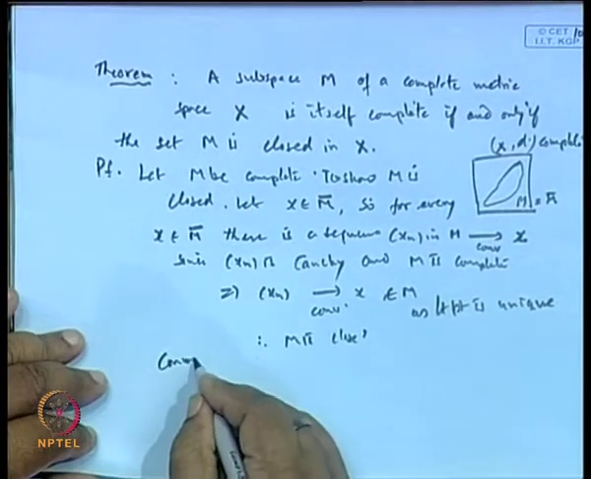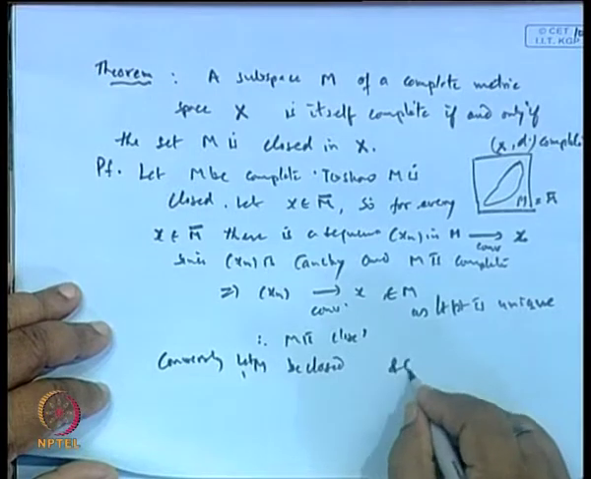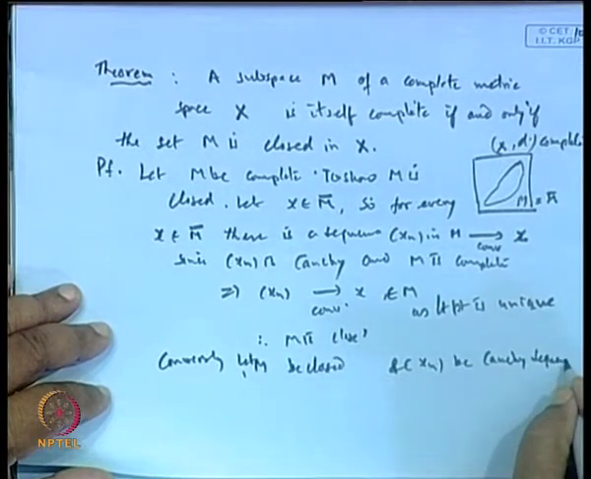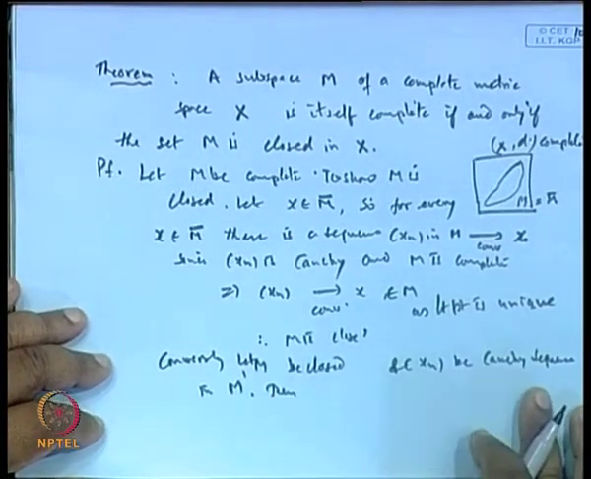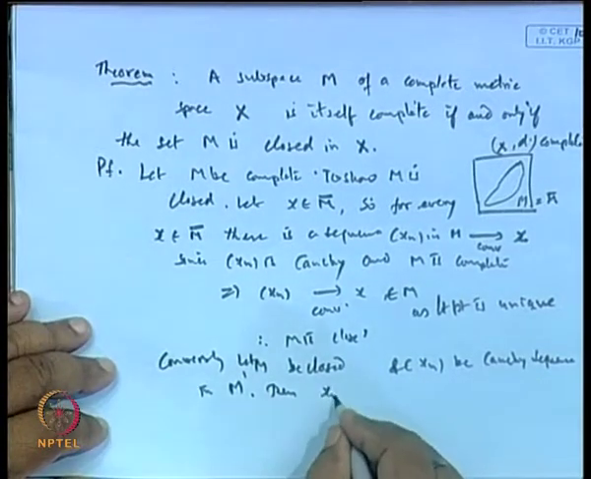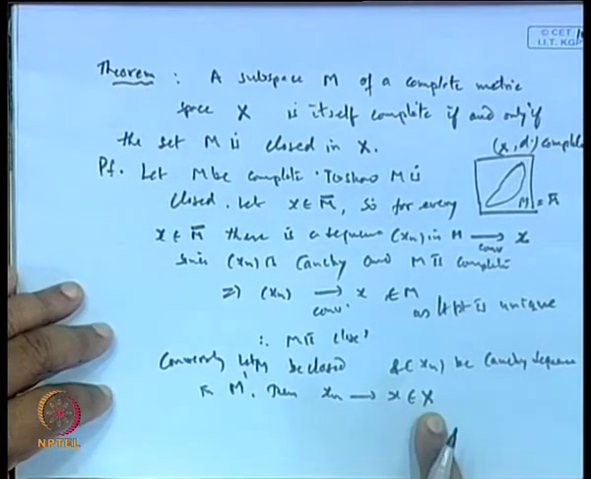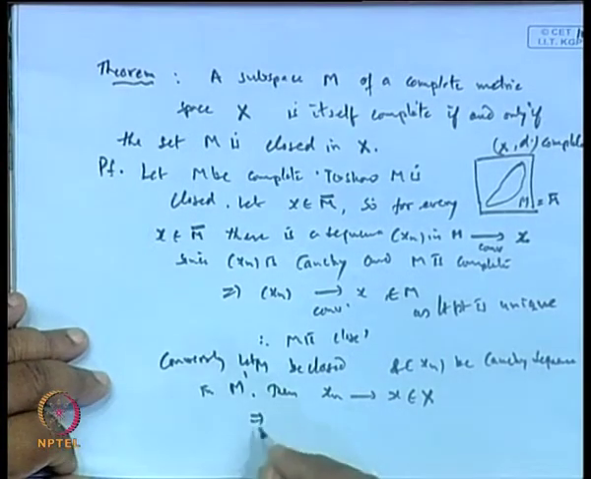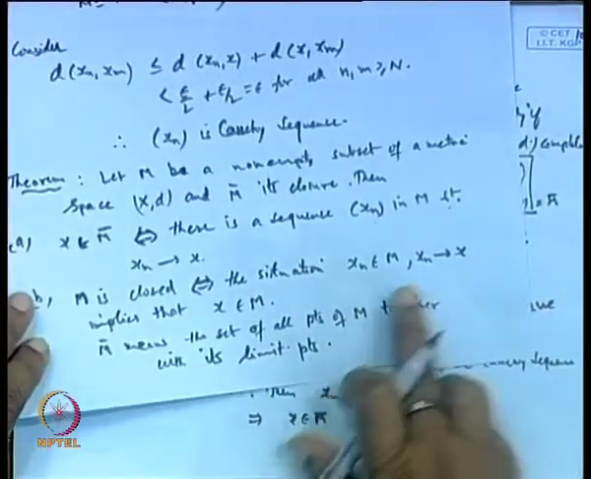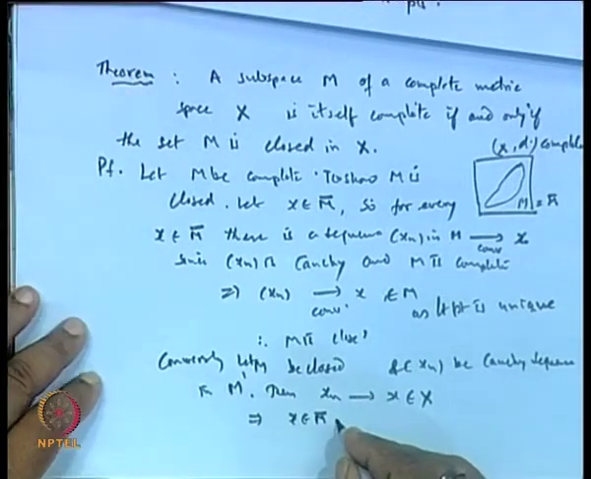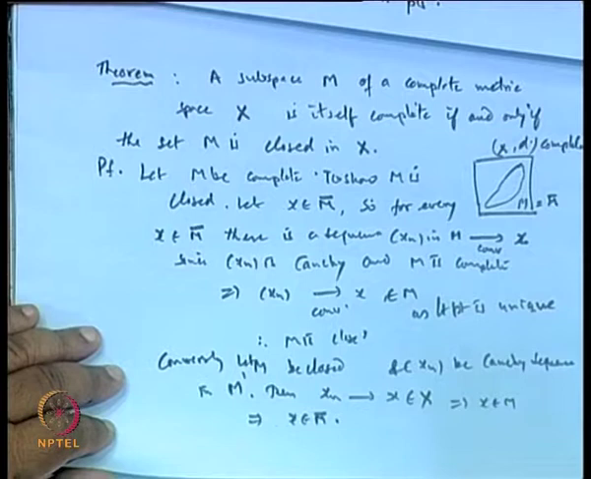Now, conversely, if we take M to be closed, and x n be a Cauchy sequence in M, then because x n is a Cauchy sequence in X, which is complete, this sequence converges to x, a point in X, suppose. Now, we want to show x belongs to M bar. This follows by the previous property, if M is closed, then x n converges to x implies x belongs to M bar. So, this shows x belongs to M, but M is equal to M bar because it is a closed set.